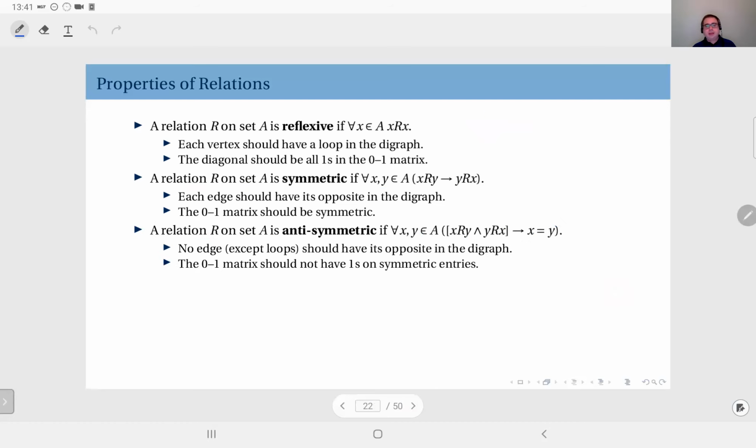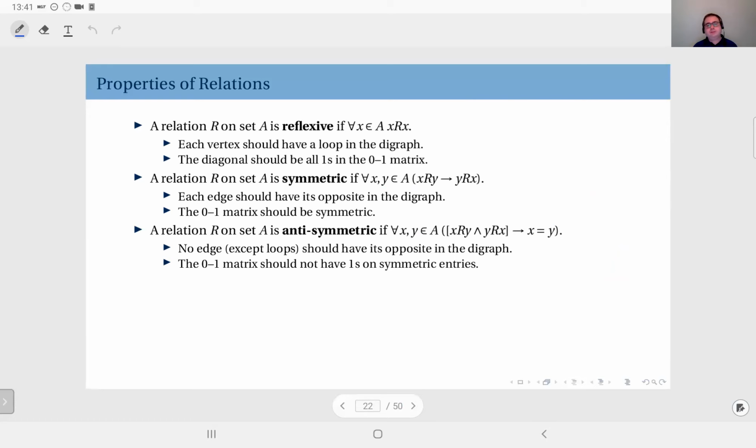The third is anti-symmetry. Now, this is important. This is not the opposite of symmetry. We'll see some examples. It doesn't mean that when a relation is not symmetric, it's anti-symmetric. That's not it, nor is it the other way around. When a relation is anti-symmetric, it may not be the case that it's symmetric.